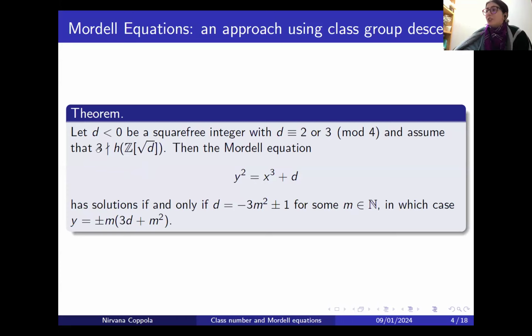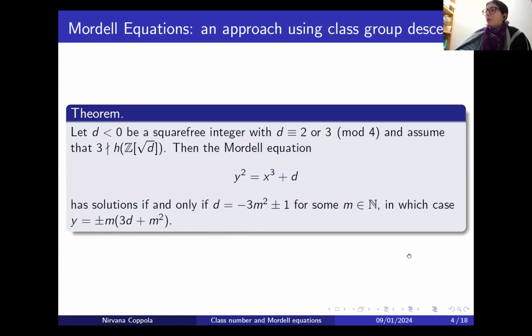This technical condition is that 3 does not divide the class number of the ring Z to which we adjoin the square root of d. Then this Mordell equation has a solution if and only if d is of some particular shape, that is, -3 times a square plus or minus 1. And in that case, we have an explicit shape for the solutions. For example, y is these two numbers here, and x can be found at this point by solving the equation in one unknown.